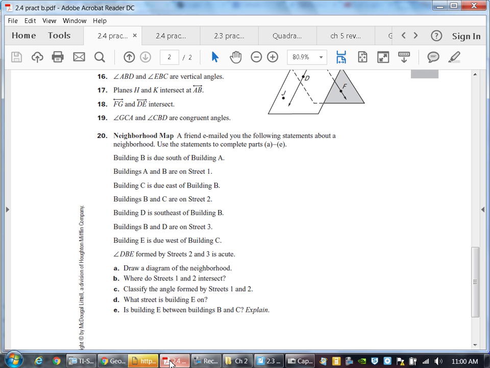If C was due east, what kind of angle is formed when you have south and then you turn to the east? Right angle. It's a right angle. So yes, that has to be a right angle because of the way that maps are made. If you ever looked at a street grid, street grids are all parallel and perpendicular lines. That's how they draw them up. That way you don't get lost.